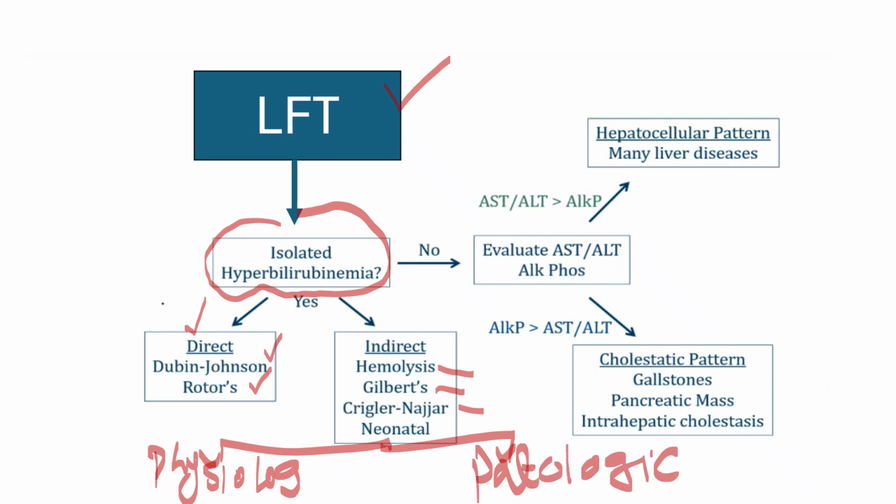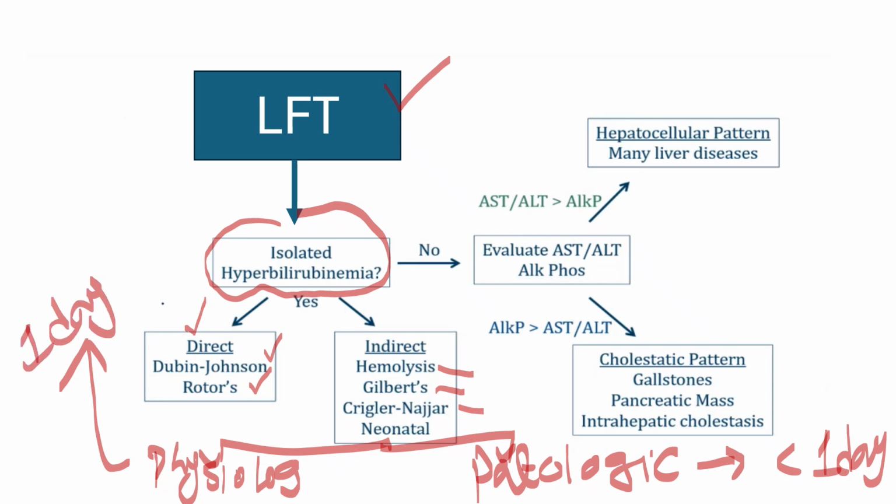If jaundice appears in less than 1 day in the neonate, it will be pathological. If it appears after 1 day, then it will be physiologic, right? So physiological jaundice will resolve in term infants in 1 week. In non-term patients, children, it will resolve in 2 weeks, right?